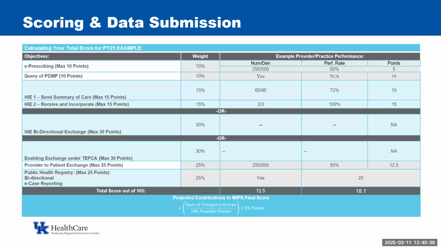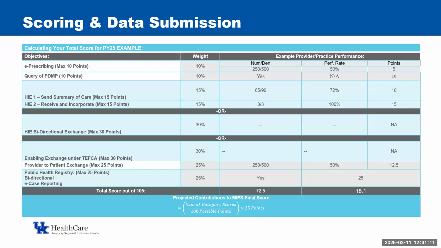This clinician participates in an HIE by sending and receiving, and based on their performance, they're going to get 20 points for HIE. He or she also has 50% utilization rate of the patient portal, so that'll tack on another 12.5 points. And the clinician is getting 25 points for public health. So the score is totaled out of 100 points. This provider achieved a raw score of 72.5 points.